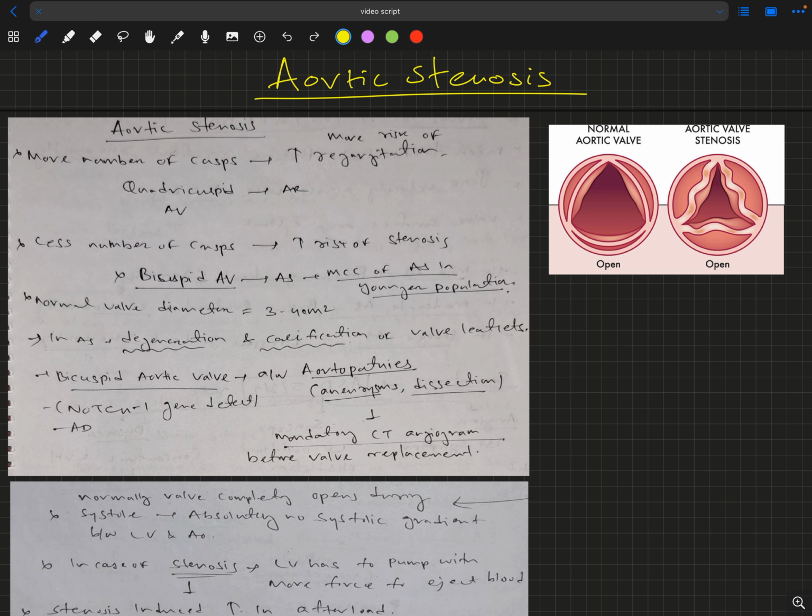This pressure is essential to pump the blood through this narrow opening. So, in the long term, this increased pressure inside the left ventricle leads to concentric hypertrophy of the left ventricle, and all the complications develop. So, this is what happens in case of aortic stenosis.